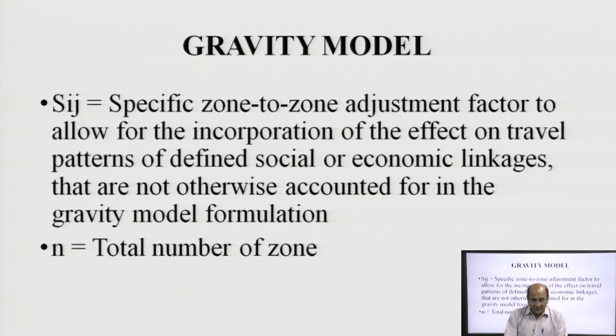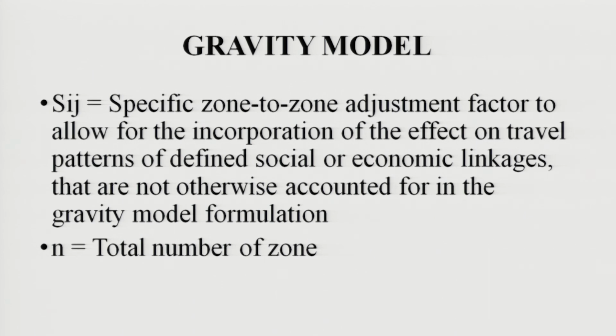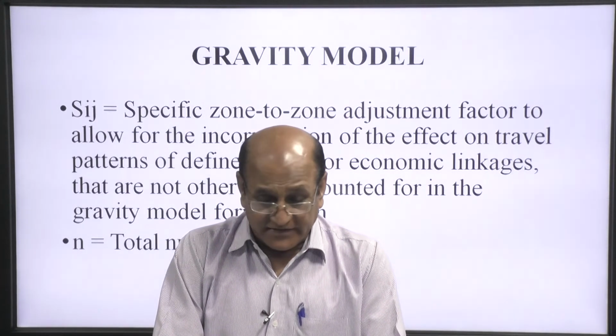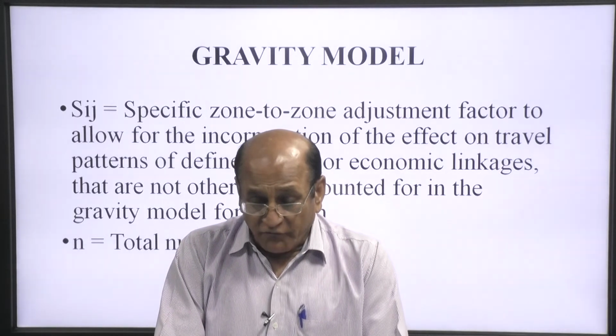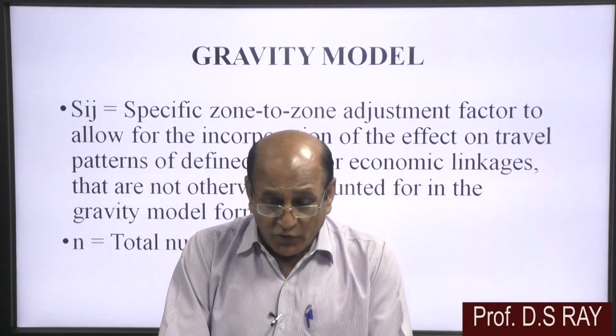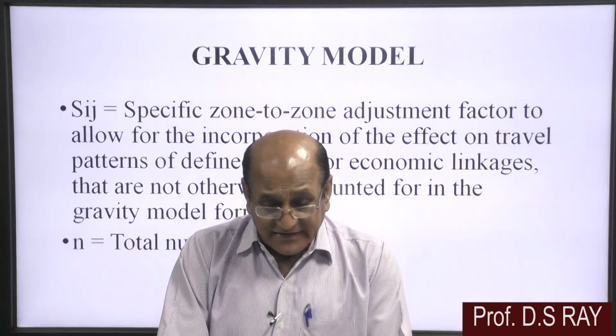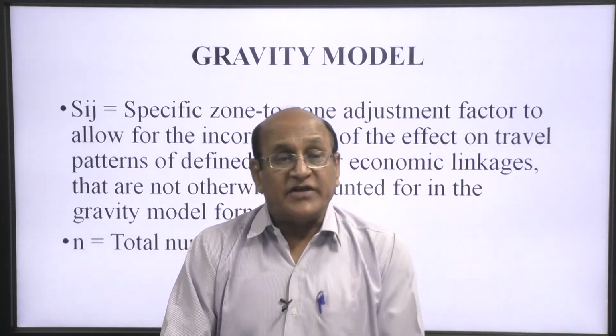S_ij is a specific zone to zone adjustment factor to allow for the incorporation of the effect of the travel pattern of a definite social and economic linkage that is not otherwise accounted for in the gravity model formulation, and n is the number of zones in the study area.